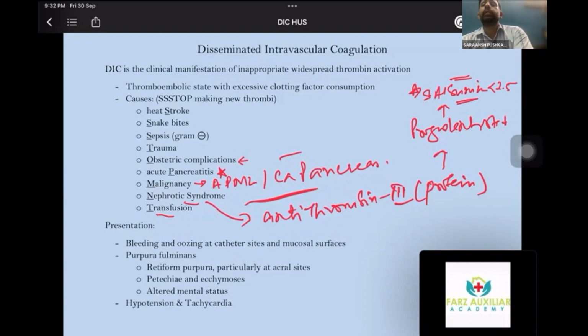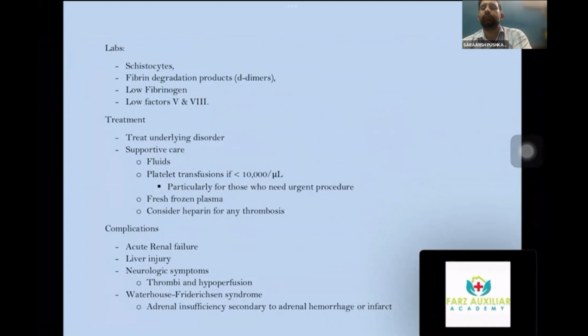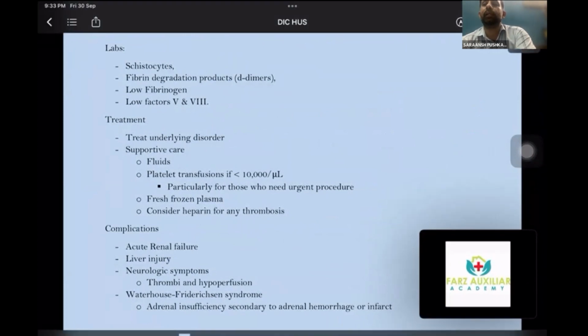So the presentation of a patient who has DIC will be bleeding and oozing at catheter sites and mucosal surfaces, purpura fulminans, which is basically a complication of acute promyelocytic leukemia, a retiform purpura, particularly at the acral sites, then petechiae, ecchymosis, altered mental status, along with hypotension and tachycardia, that is the autonomic dysfunction that comes along with that. As far as the laboratory picture is concerned, you will be able to see schistocytes in the peripheral blood smear.